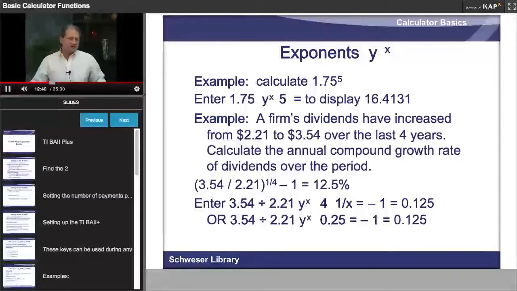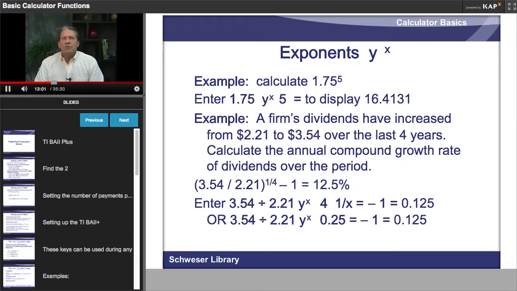Okay, I mentioned taking something to the 7th power, and we can't do that with the x squared key. With the x squared key, you can get x squared. If you press it twice, you can get x to the 4th. If you press it 3 times, you can get x to the 8th. But for these other exponents, we're going to have to use the y to the x key.